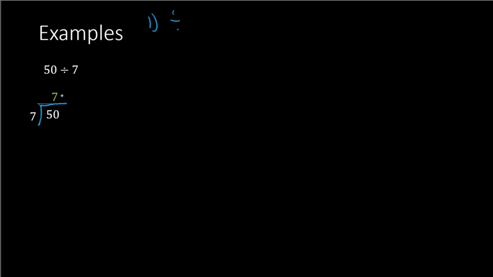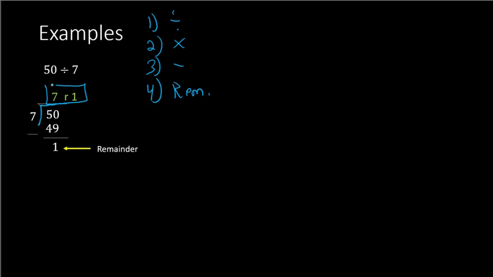So what we can do is we put a 7 here, and then step 2 is we can multiply. So you multiply 7 times 7, that gives you 49, and you write it right here. Step 3 is we can subtract. So we do 50 minus 49, and that gives you 1. Step 4 is write the remainder. So 1 is the remainder, so we can write this as 7 with the remainder of 1. So your solution is 7, remainder 1.